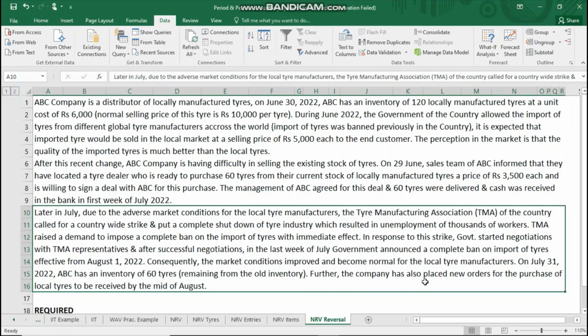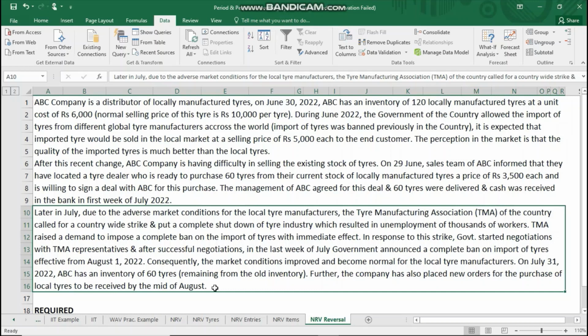Further, the company has also placed new orders for the purchase of local tires that will be received by the mid of August. So it seems that after the negotiations with the government and the recent announcement by the government, the market conditions become favorable and it is back to normal as it was before they allowed the import of tires from the global market. So now, after this recent announcement, the situation is back to normal.